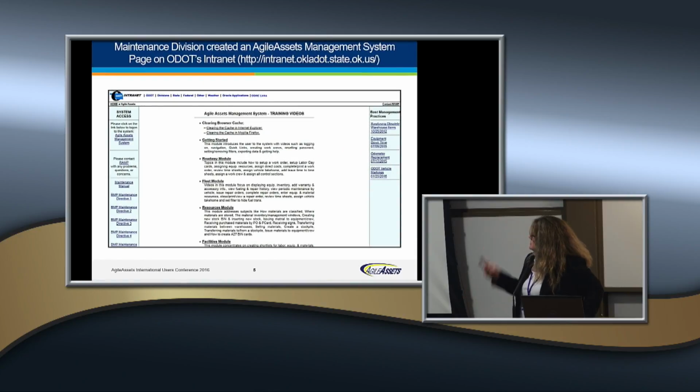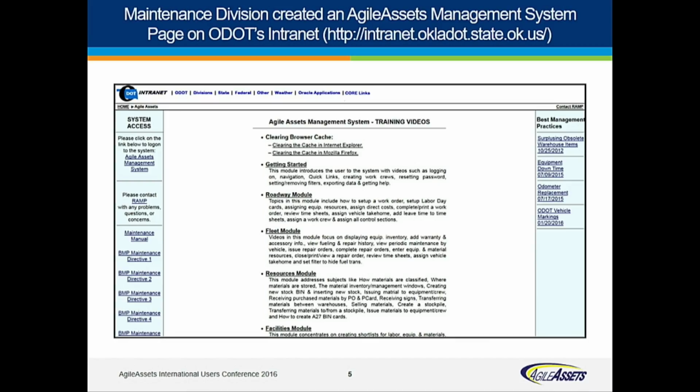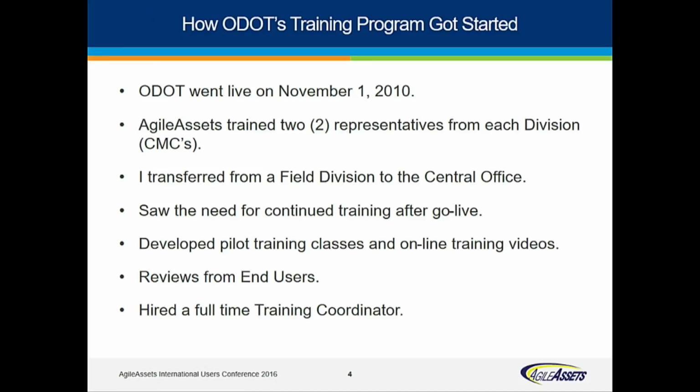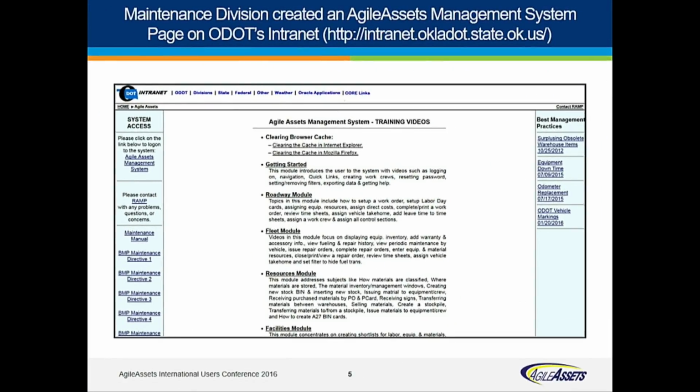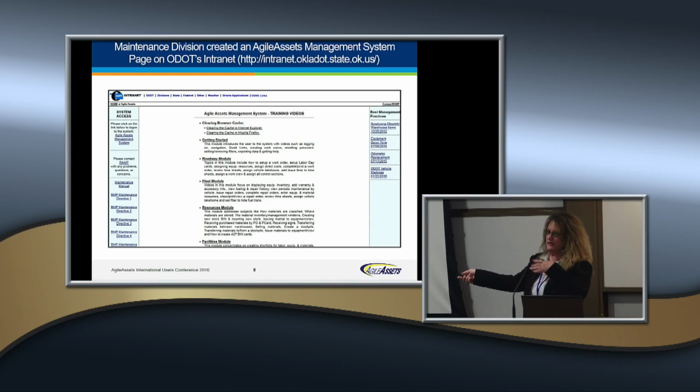Okay. So this here is our ODOT intranet. This is where we have our AgileAssets page, and you can see there's a lot of information here. This here is all the online training videos that we've done, and you can just click on the module and it'll take you to those online training videos. We also have over here the login to our production environment. So they can click on that and it takes them right to the link to log into Agile's production environment.